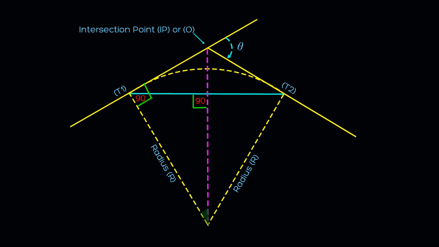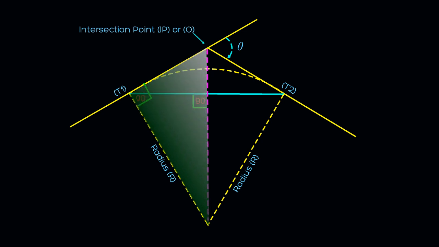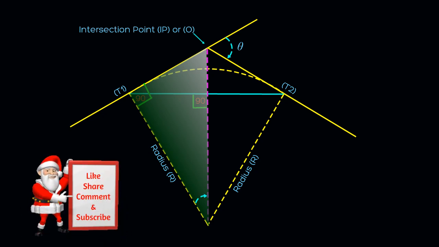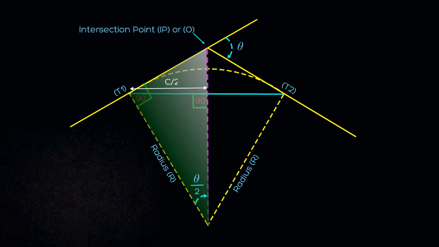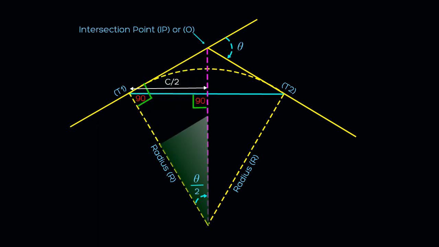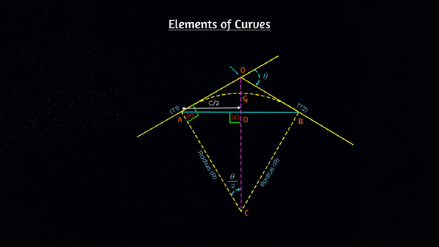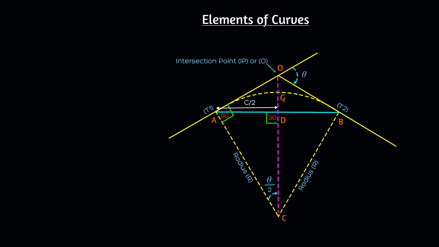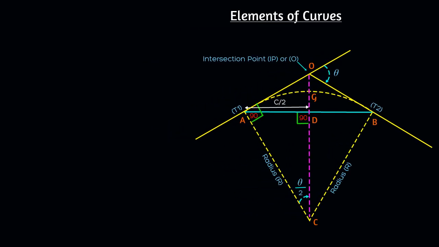With the help of this line, it forms a right-angled triangle. And the angle between the starting of the radius and this imaginary line is theta divided by 2. And the distance from the midpoint to the tangent point is half of the chord, which is C divided by 2. Now, let us see in detail about the elements of a simple curve and derive some important formulas by using simple trigonometry.